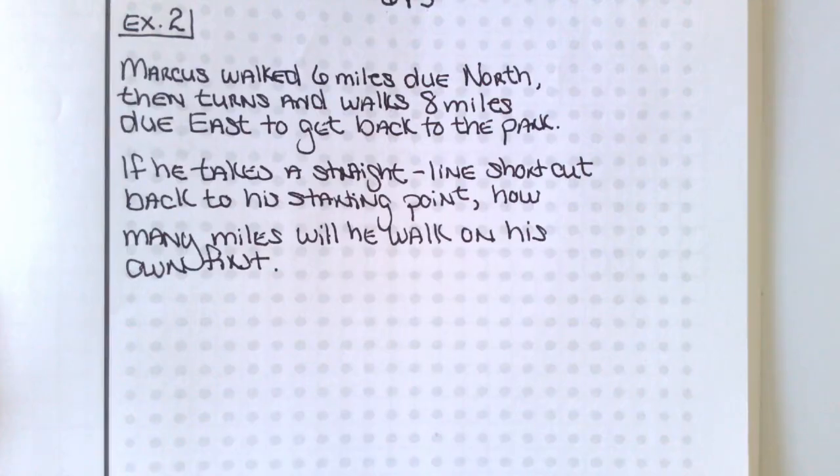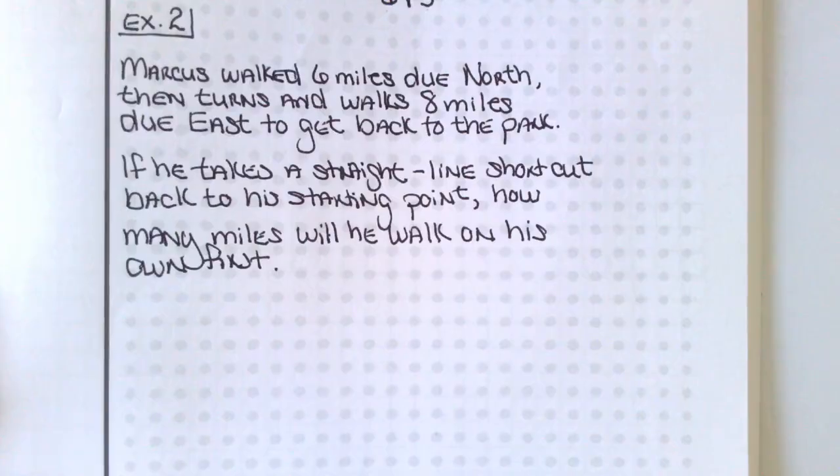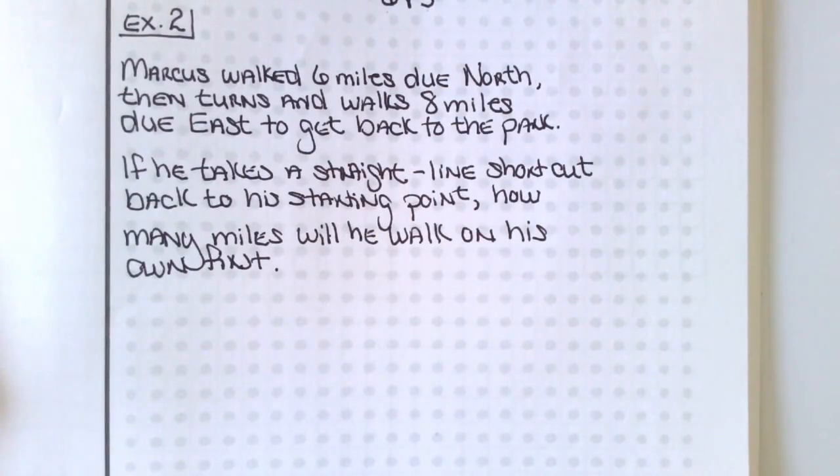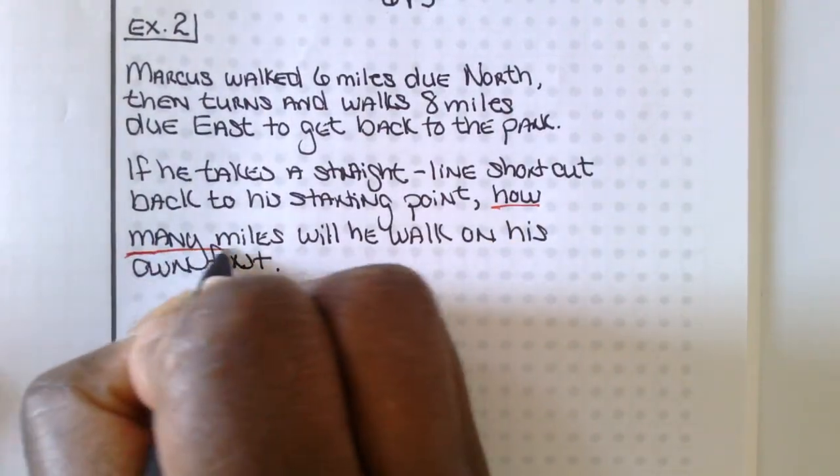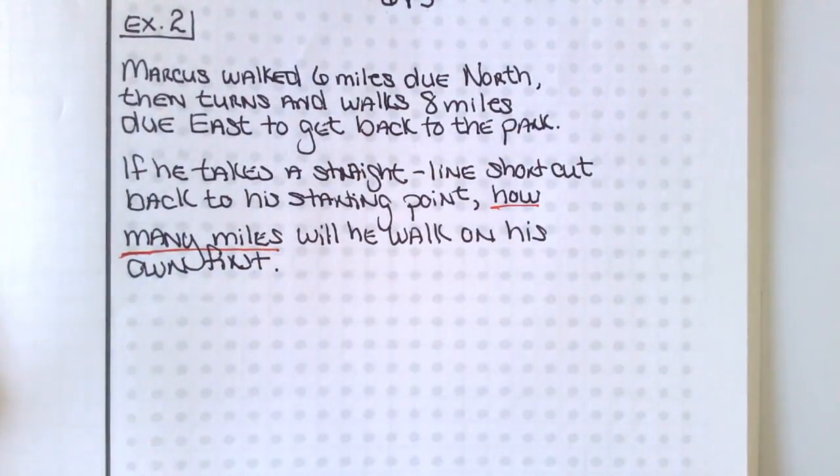Okay. So, taking a look. Marcus walked 6 miles due north, then turns, walks 8 miles due east to get back to the park. If he takes a straight line shortcut back to his starting point, how many miles will he walk on his own first? Now, like I said with word problems, what are we trying to find? How many miles? Okay, how many miles will he walk?